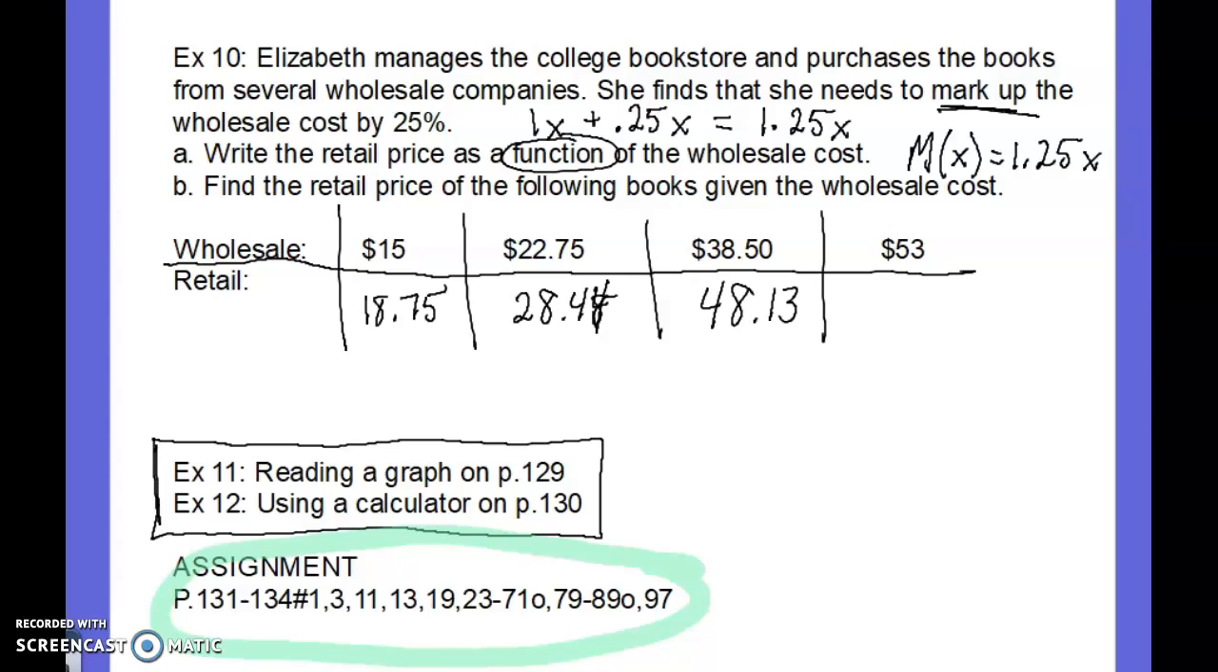It's definitely a time saver if you know how to use a calculator. 66 1/4. And you're ready for the homework, I think. Right there.